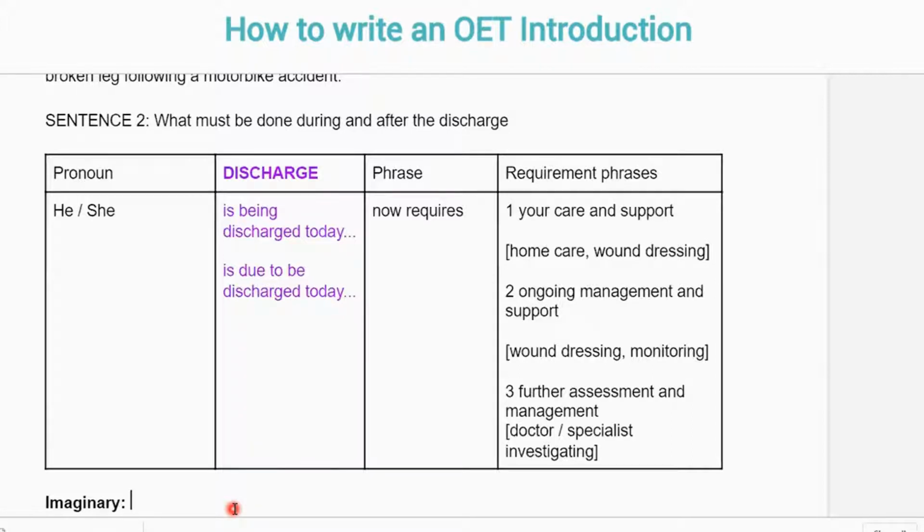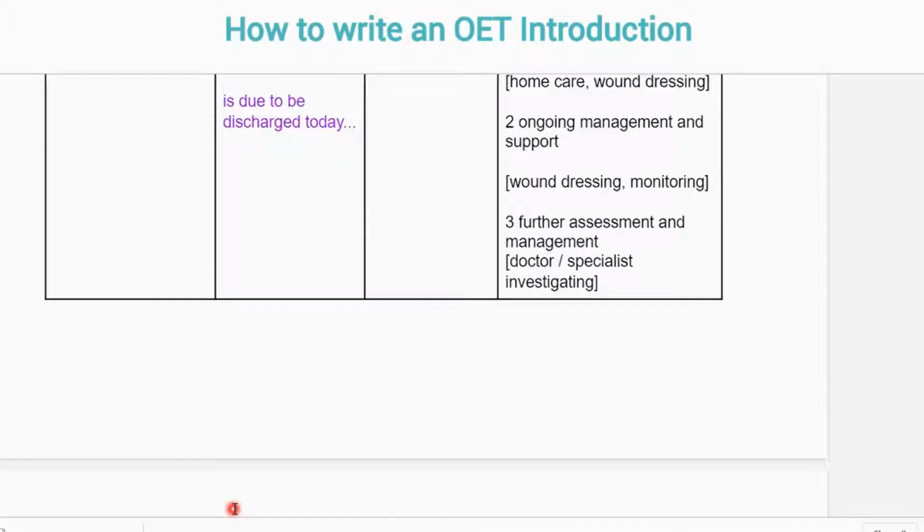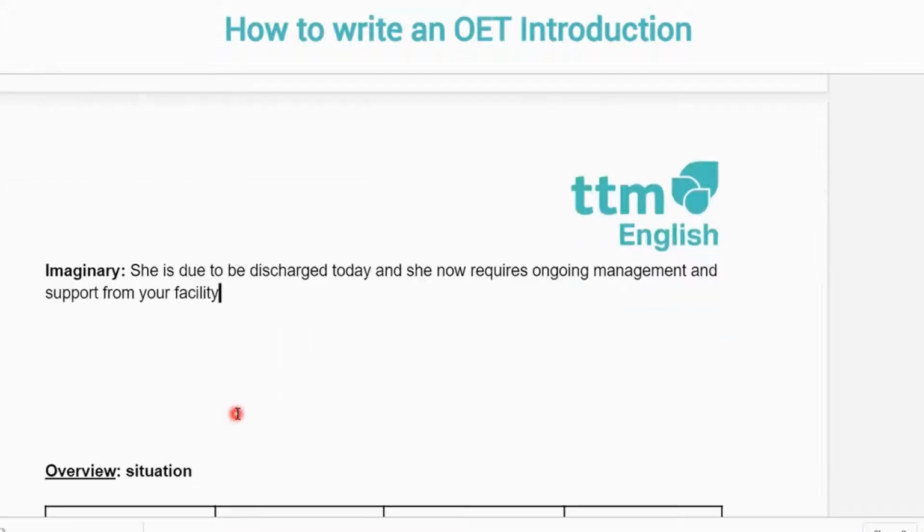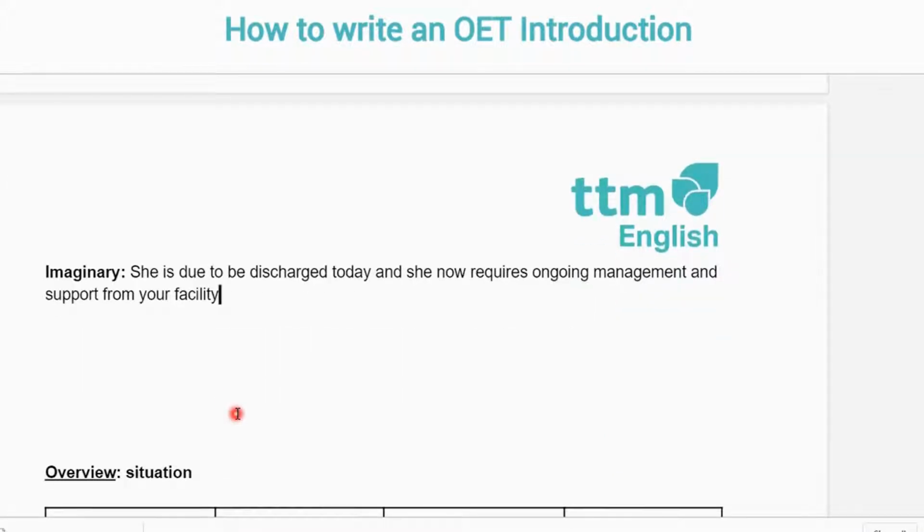Thank you, sir. Yes, sir. She is due to be discharged today, and she now requires ongoing management and support from your facility. Excellent. All right, so I know that's gone on to the second page, but that's what you said. That was really, really good.